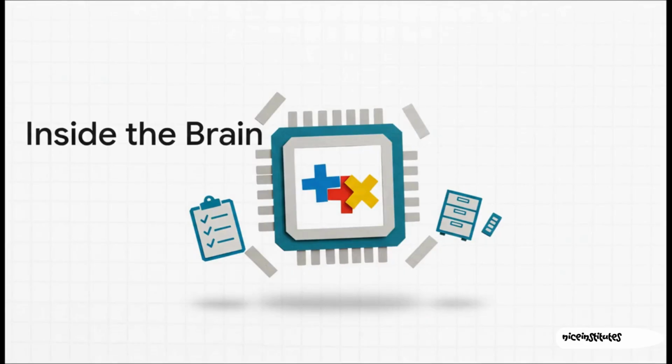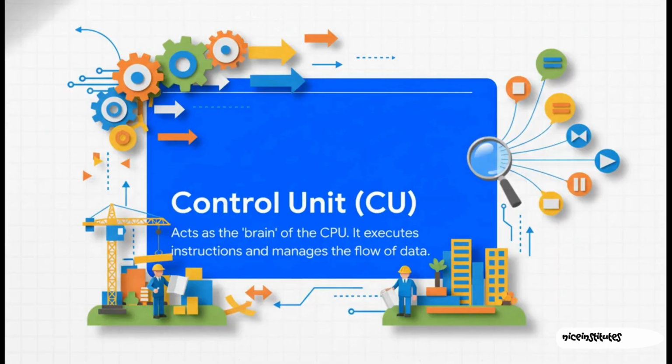So, here's what's really interesting. This brain, it's not just one big blob. It's actually made up of a few different super specialized parts, and each one has a very specific, very crucial job to do. So, let's break them down. Okay, first up, we've got the control unit, or CU. The best way to think about this guy is like a project manager, or maybe a foreman on a construction site. It doesn't do the heavy lifting itself.